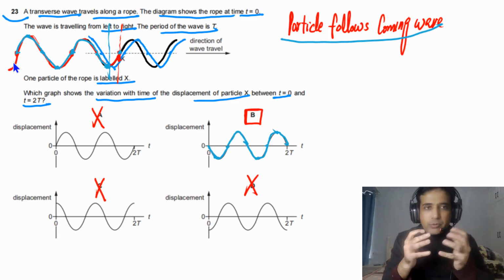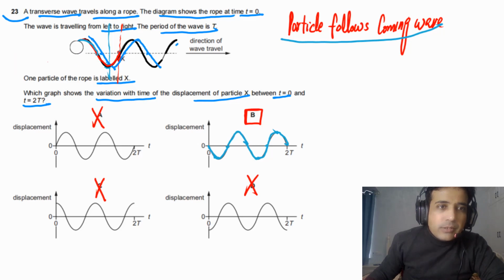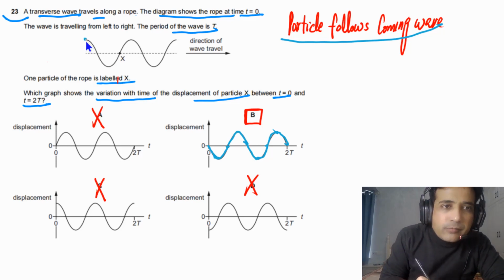So this is how you can answer. Let me explain this one in a slightly different way, so I can clean these things off. Let me draw this wave again to give you a better feeling about that. In a simpler way, I can just draw this wave. So this is the wave.